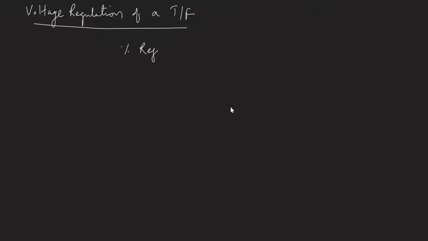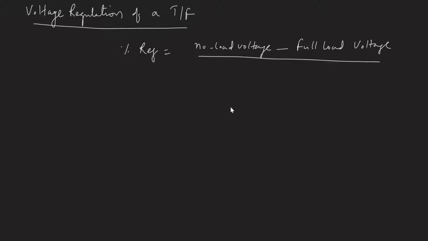formula for percentage regulation is actually no load voltage minus full load voltage, divided by no load voltage, right? So if I take the circuit diagram, right?